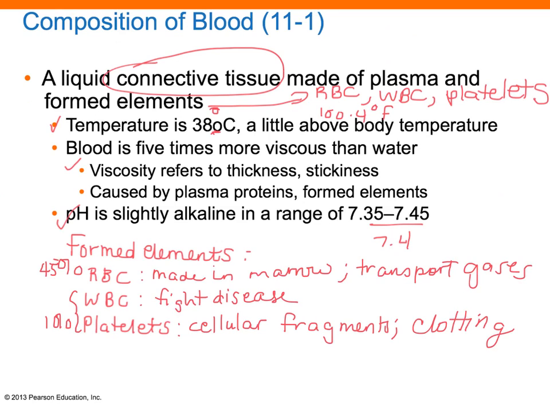So remember, the formed elements are red blood cells, white blood cells, and platelets, but the blood is composed of these formed elements as well as plasma. Plasma consists of about 55% of your whole blood. Together, the plasma and the formed elements are considered whole blood.